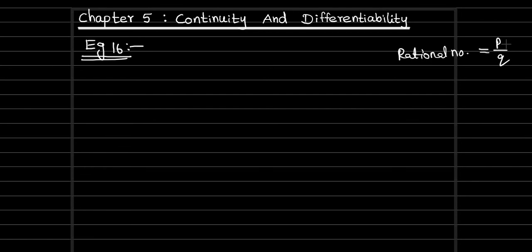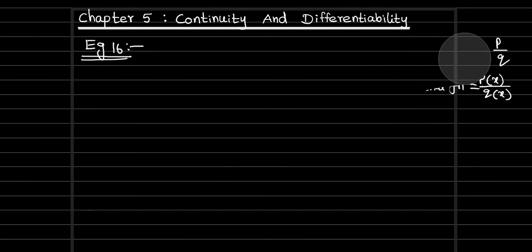In the same way, for a rational function, any function which is in the form of p by q, where the numerator is also a function and the denominator is also a function, maybe functions in terms of x, such a function we will call a rational function.